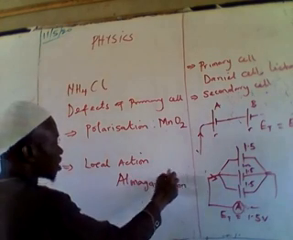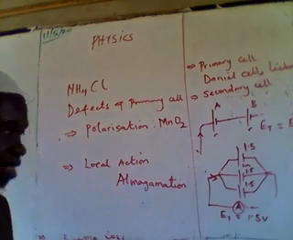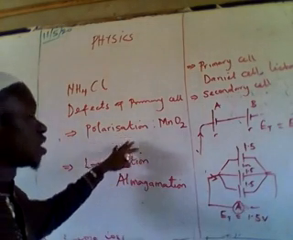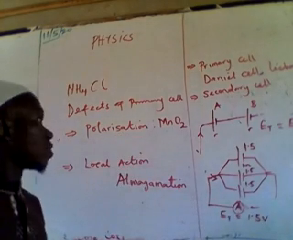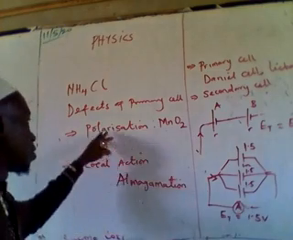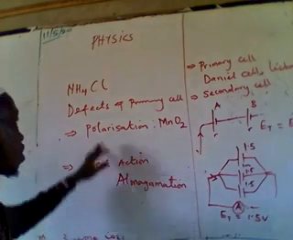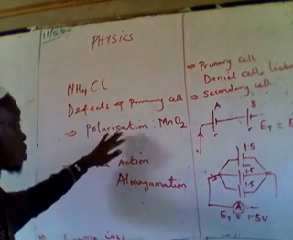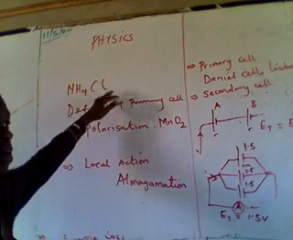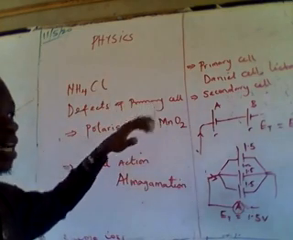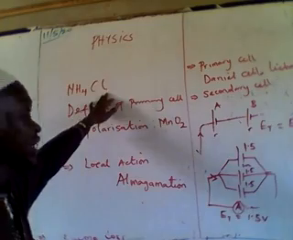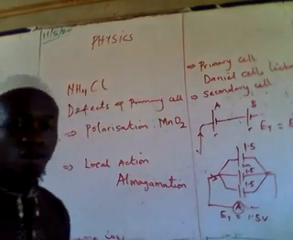So we use amalgamation to correct local action. All these are defects of the primary cell: polarization and local action. Take note of how to correct those defects. And then the electrolyte we have in a primary cell can be dilute tetraoxosulfate(VI) acid or ammonium chloride.